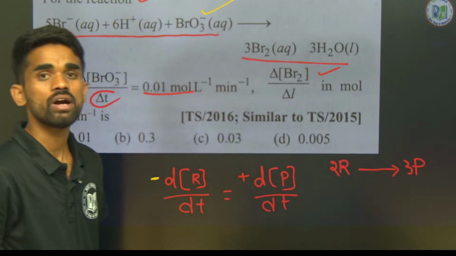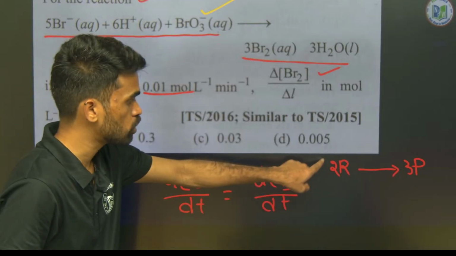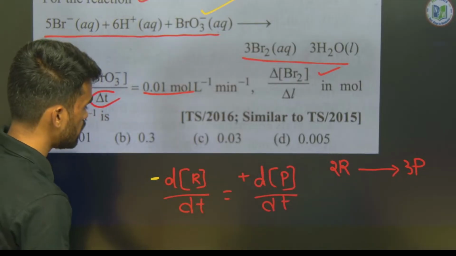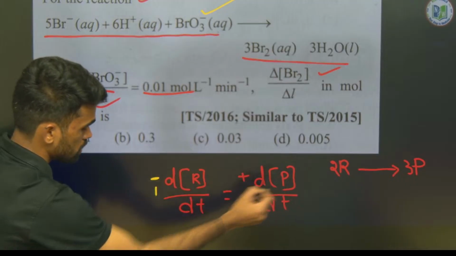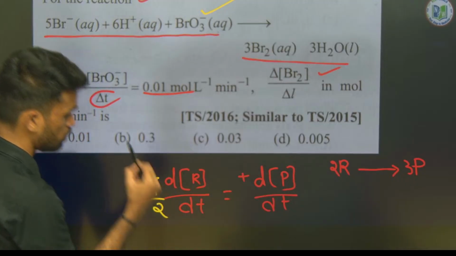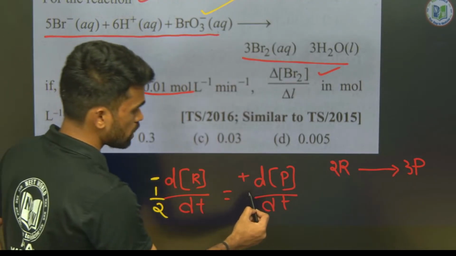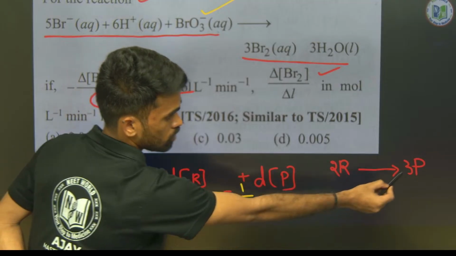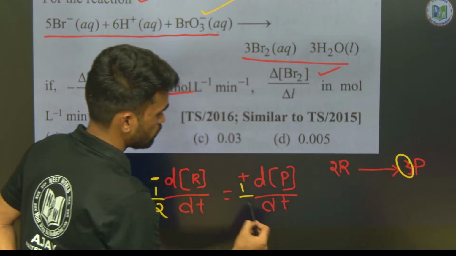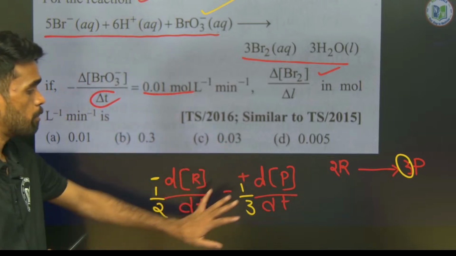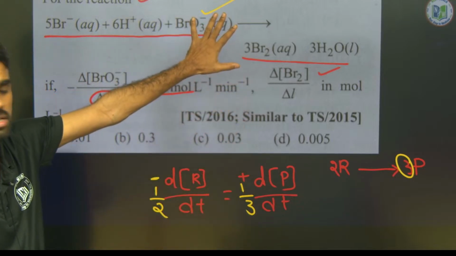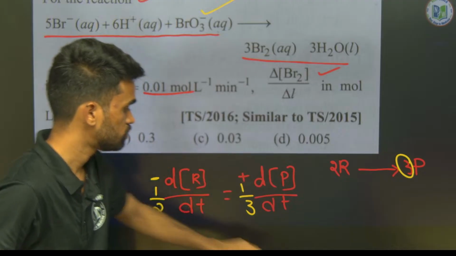So in this case what you need to do is, whatever the stoichiometric coefficient we have, write it in the denominator: 1 by 2 here, and here also I should write 1 by, what is the stoichiometric coefficient for the product, 1 by 3. So apply this concept to this question, and you are going to get this easily.